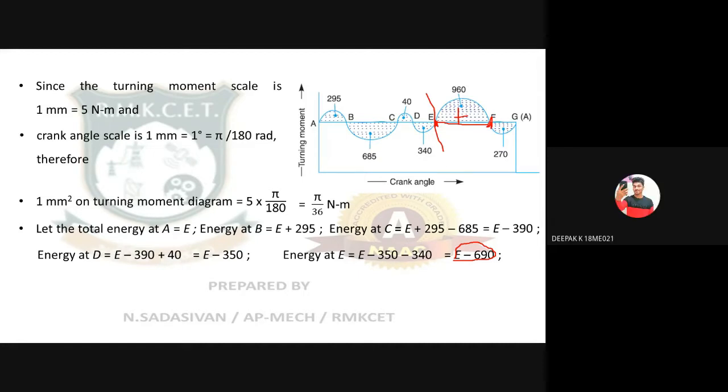Are you getting it? Yes, sir. Adding 960 with 690 will get E plus 300 only, sir. How do you get there? See, you have a minus 690, put plus 960. You subtract 960 minus 690. What happens? Yes, tell me.